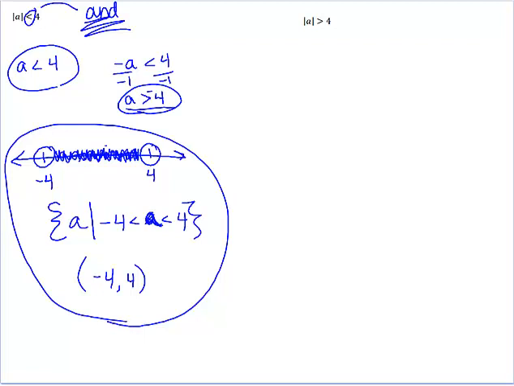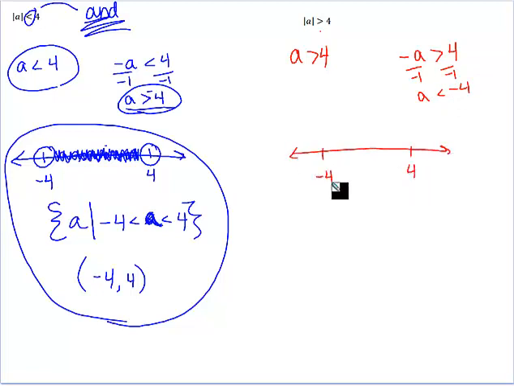Okay, which means that this next one most likely is an and. We'll just check it. So we write out our two equations. A is greater than 4, negative a is greater than 4. Divide by negative 1, so it flips the sign. So a is less than negative 4. So on the number line we have 4 and negative 4. If a is greater than 4, that goes off to the right. If a is less than negative 4, that goes off to the left. And sure enough, this looks like an or. So greater than signs next to absolute values mean or.